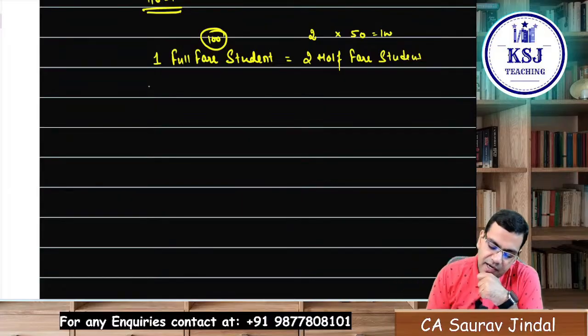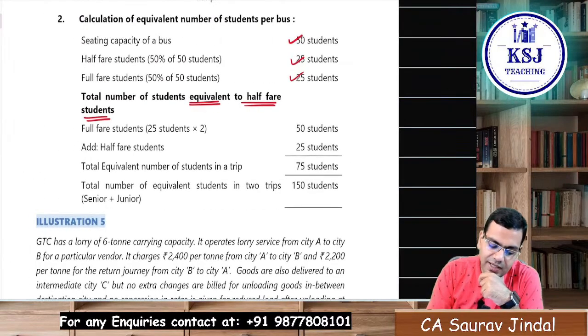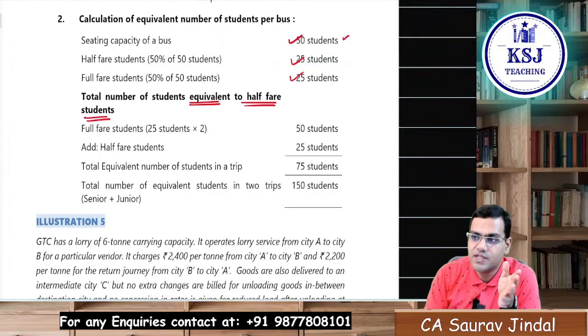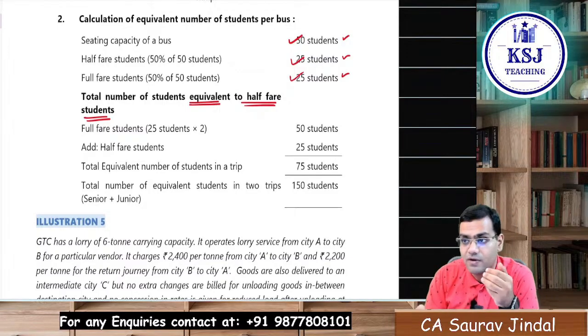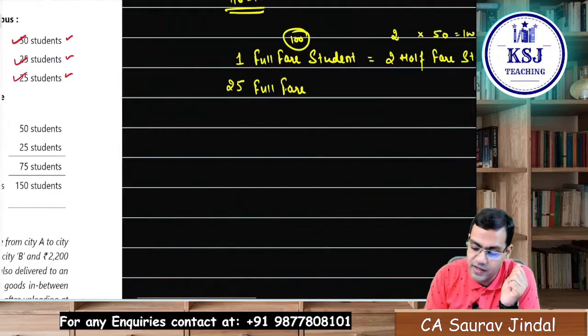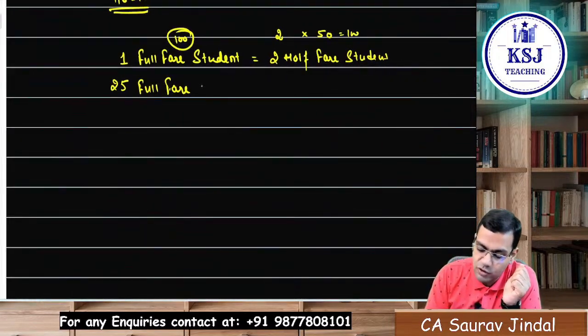So, if there are 25 full fare students, as per this information, total seating capacity is 50. Out of this 50, 25 students are those who are coming within the 4 kilometers and 25 students are those who are coming from beyond 4 kilometers, full fare. So, 25 full fare students.